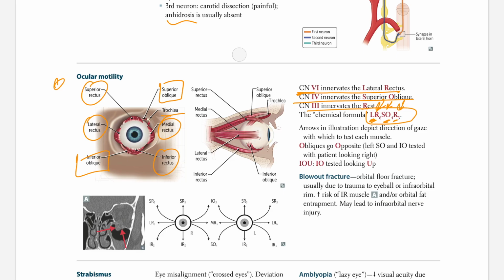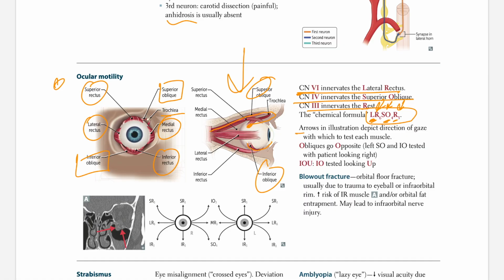Taking a look at this here, it's going to make things easy. Okay, look at the superior oblique. It starts here, goes through this trochlea, and then goes back. And the inferior oblique is going the other way. Okay, now let's just read this.